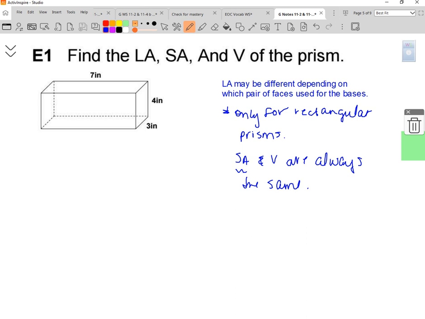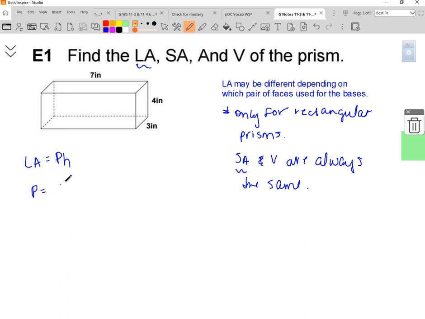Like we have been doing, if we have to find a dimension and it's not going to be part of the final answer, we're going to write it in the hundredths place. If it's the final answer, we're going to write it in the tenths place. We're going to start with the lateral area. The lateral area, remember, is the perimeter of the base times the height.